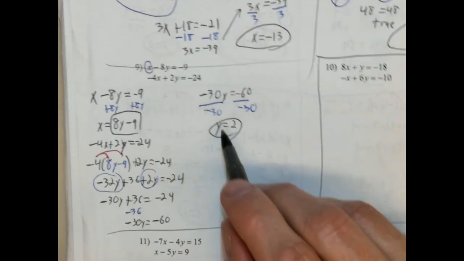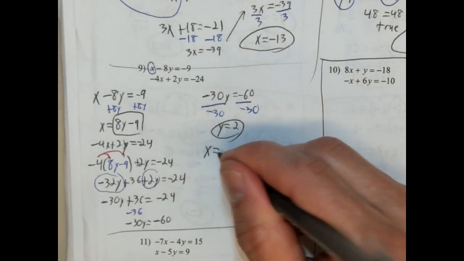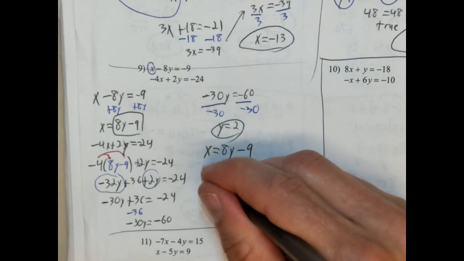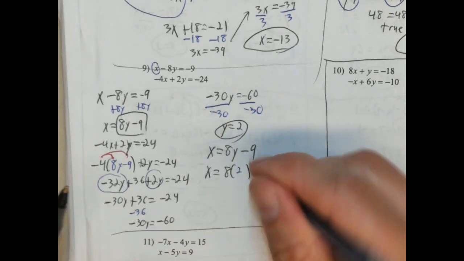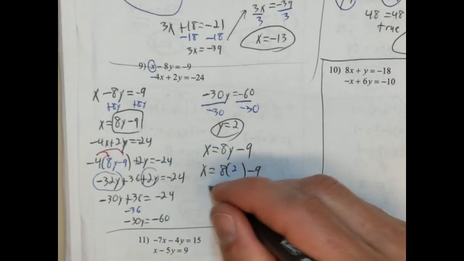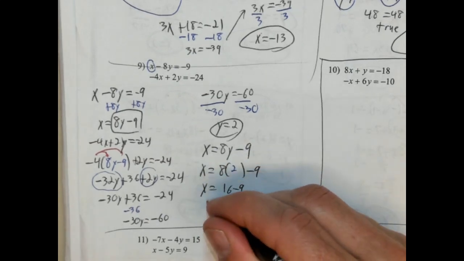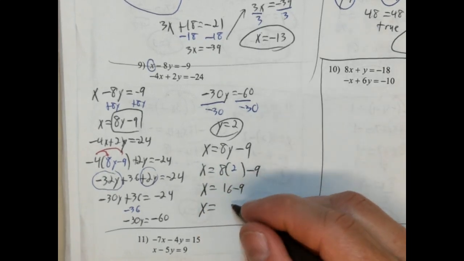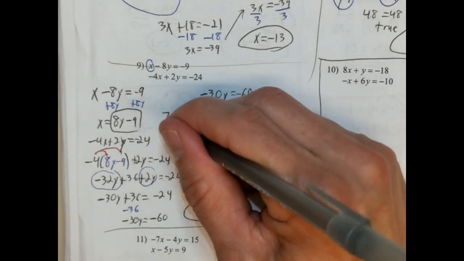Okay. We're now going to plug this in over here. So I'm going to rewrite this. So x equals 8y minus 9. X equals 8 parentheses 2, because we're going to replace the y with 2. Now we're going to follow order of operations. So 2 times 8 is 16 minus 9, and y is, sorry, x. X is going to equal 7? Yeah, 7. So 7 comma 2.